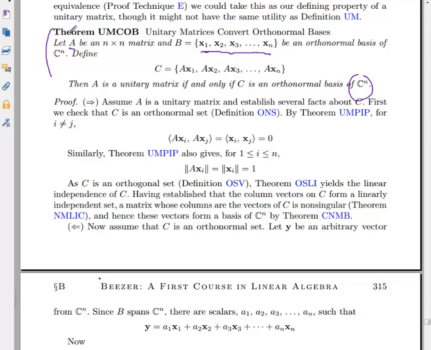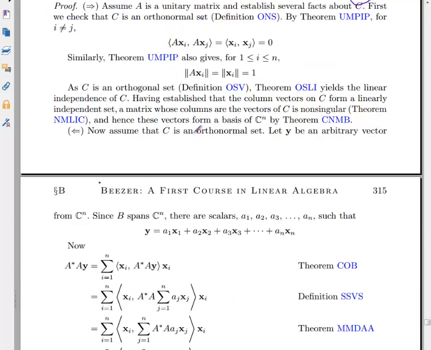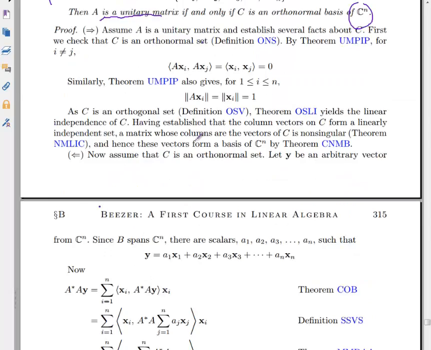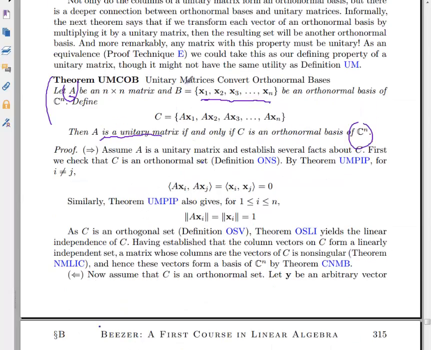Furthermore, if I have a matrix A that has this property, then A must be a unitary matrix. Okay, so the theorem says if A is an n by n matrix and B is an orthonormal basis, if I take the set of vectors C obtained by multiplying A by each of the vectors in B in turn, then A is unitary if and only if C is an orthonormal basis of Cn. Okay, this has a long proof. It's not really complicated, it's just a lot of notation, but I want to just emphasize the statement here. We'll be using this later, so keep this filed in the back of your mind, and we'll be using this fact later.